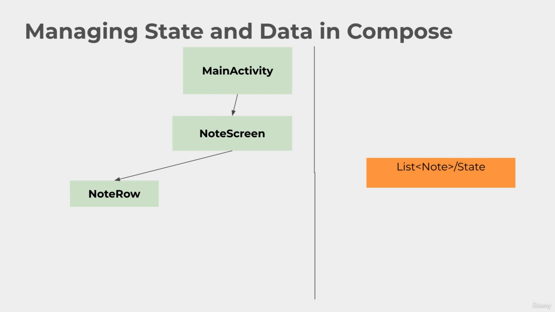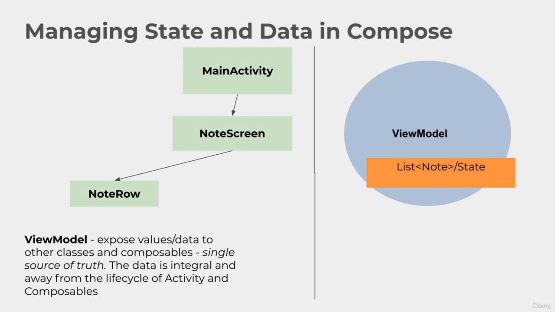To host this state in a separate entity, we have a class in Compose in Android called ViewModel. So the ViewModel here will encapsulate the state, the data, will do all the work that needs to be done, but most importantly, it will contain that information away from the distractions of lifecycle. ViewModel in this case will expose data to other classes and composables as the single source of truth. The data in a ViewModel is intact from the tree of composables that we have there. The data is integral and away from the lifecycle of activity and composable, which is really important.